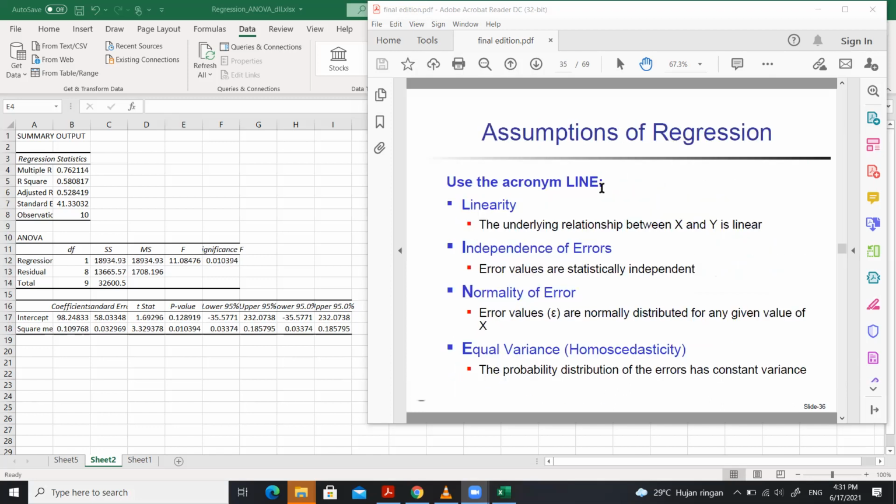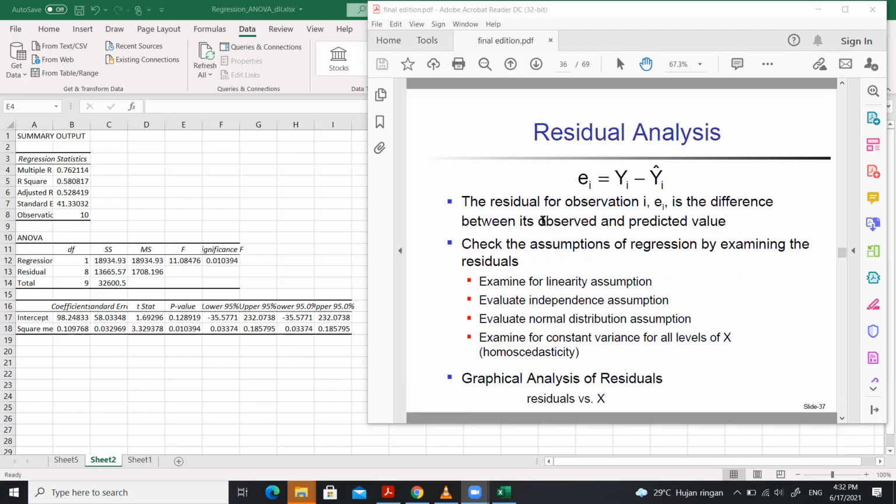Okay. These are other assumptions that you can use in regression, for example linearity, independence of error, normality of error, and equal variance or homoscedasticity, meaning the probability of the error has constant variance. Okay, talking about the error, you will arrive at residual analysis.